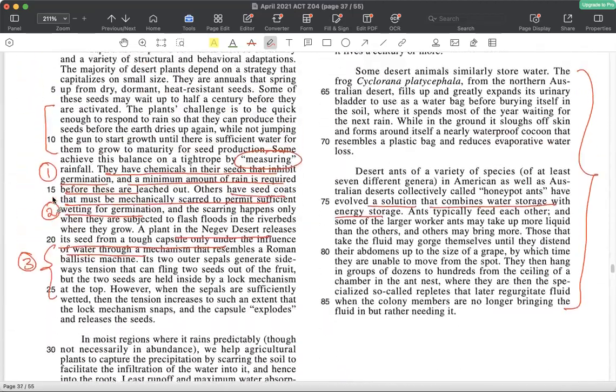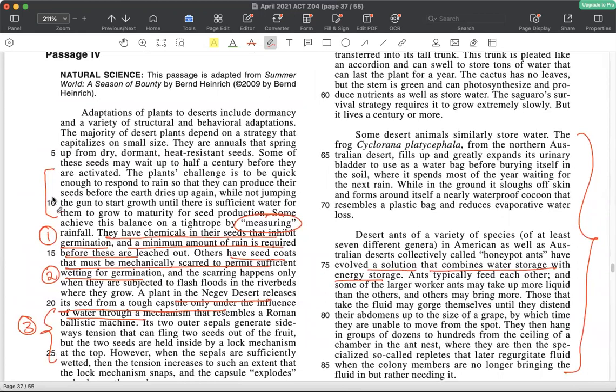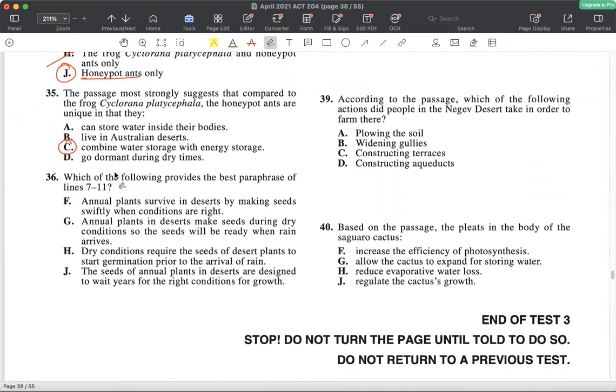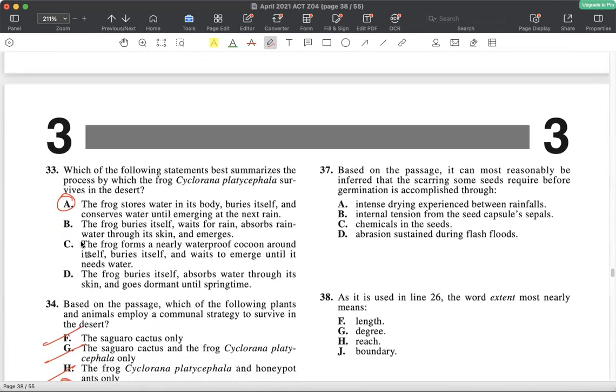Okay, so I think it is, yeah, so they may have to wait before they are activated, right? It's also given in the previous paragraph. So if you look at the options, yeah, I would prefer J. I'm just going to try and eliminate F, G, and H. Annual plants by making seeds swiftly. No, it's not. They don't make seeds swiftly. In fact, their seeds have to wait for up to half a century. It's not about making seeds during dry condition. No, it's not about prior to the arrival of rain. Yeah, so it's J.